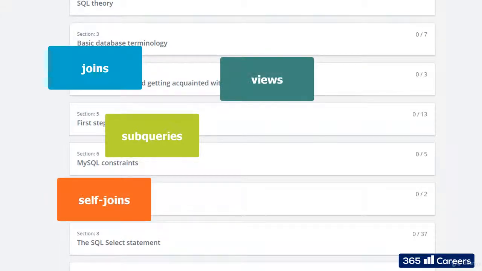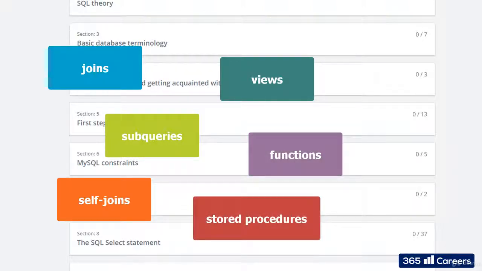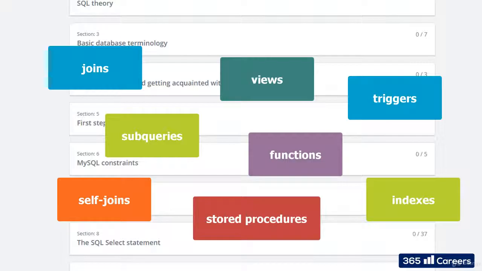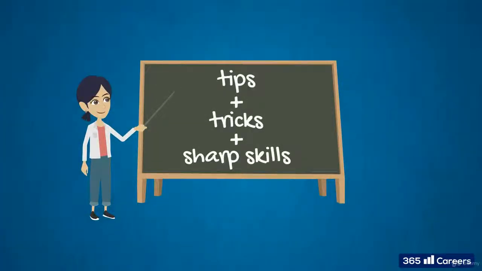Finally, we'll be ready to learn how to work with some tools professionals love to use, stored procedures and functions. We will conclude the course by learning about a few challenging advanced SQL techniques such as triggers and indexes. Besides the fundamentals, this course will teach you a solid set of useful topics, tips, tricks, and sharp skills that will give you an edge in the market.